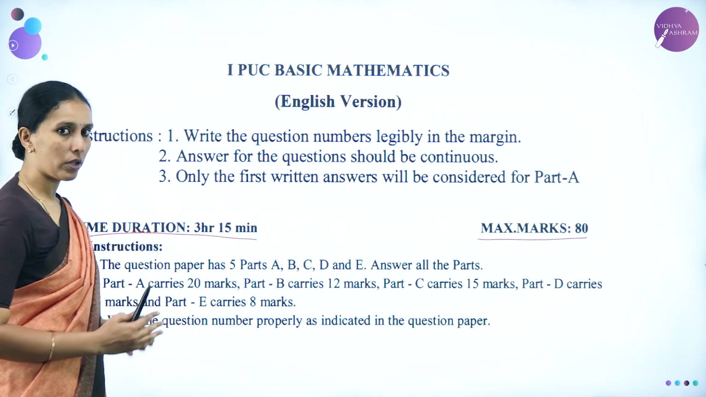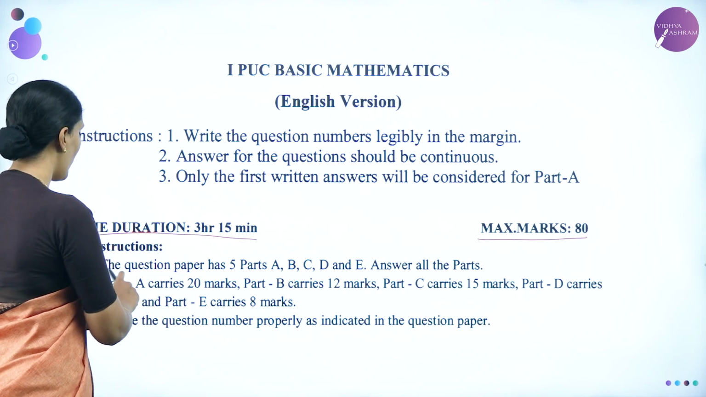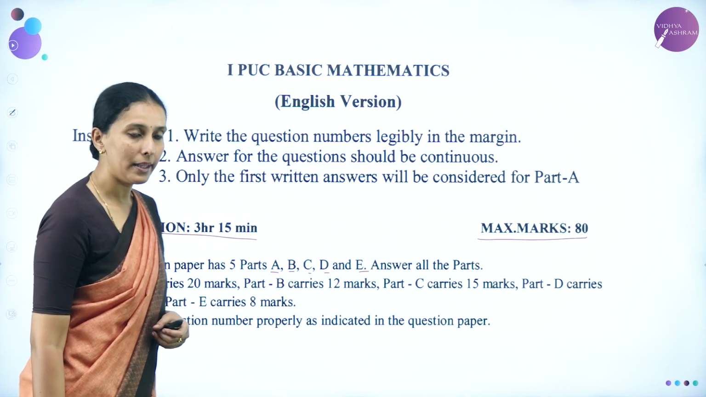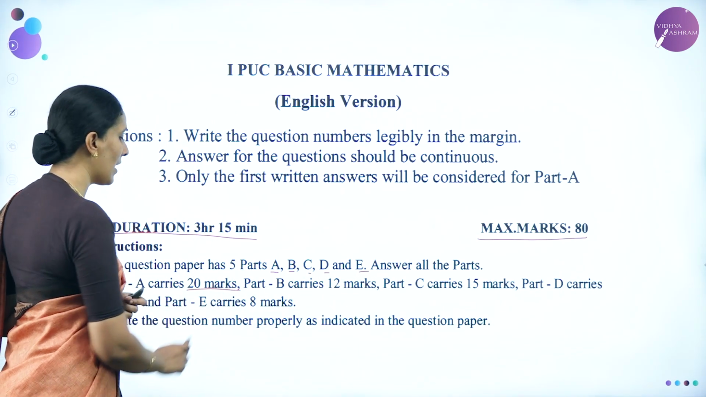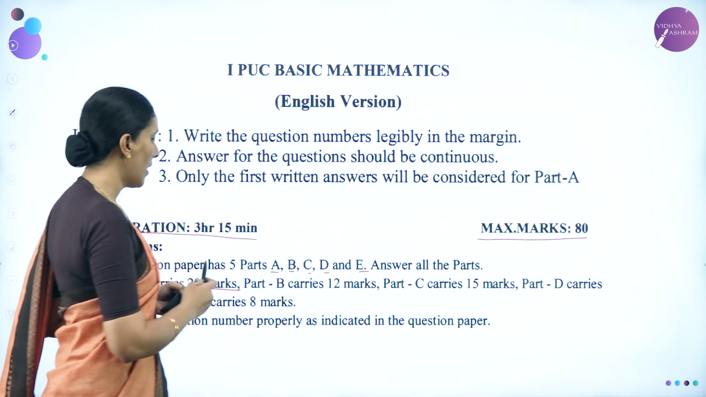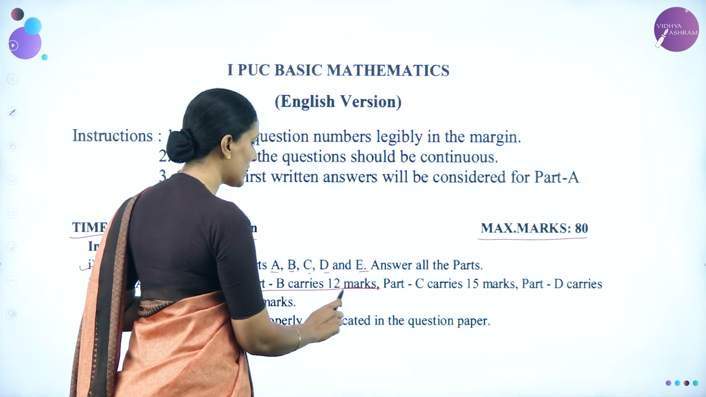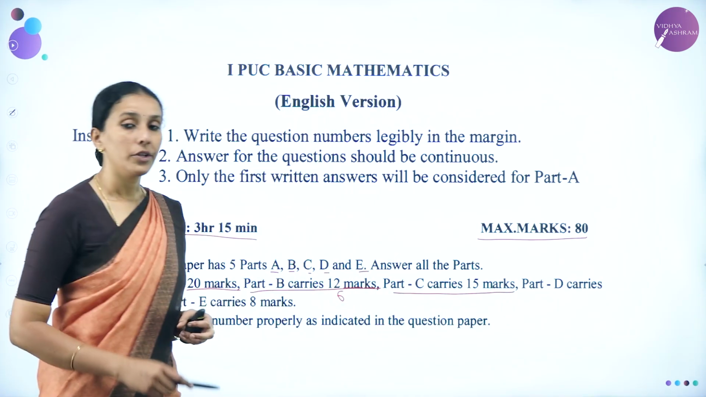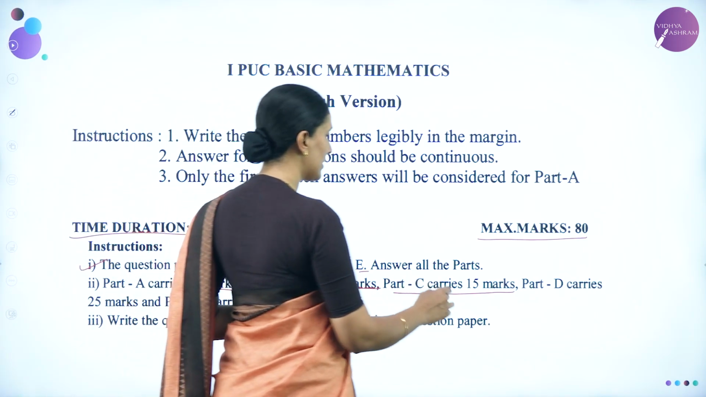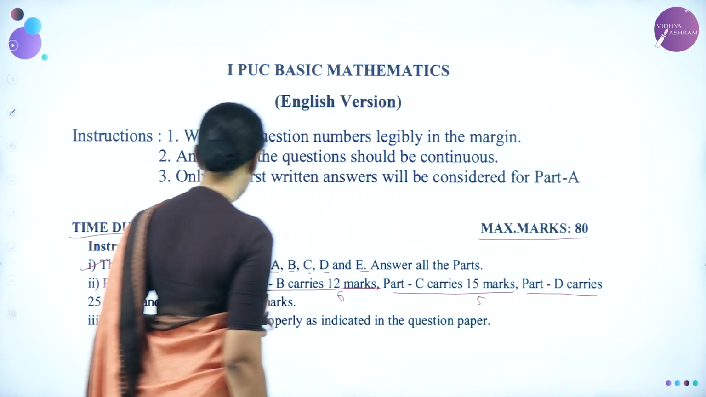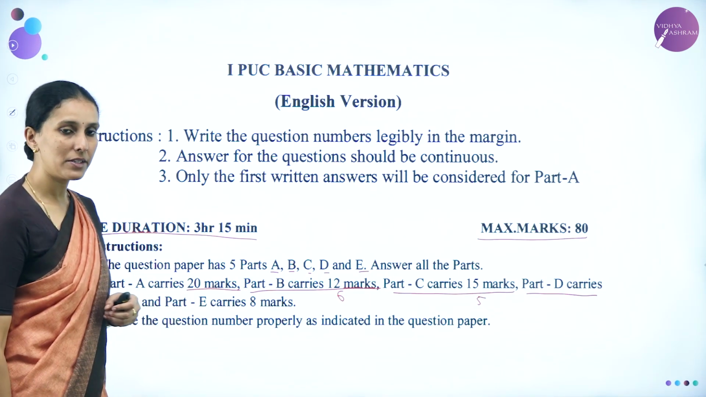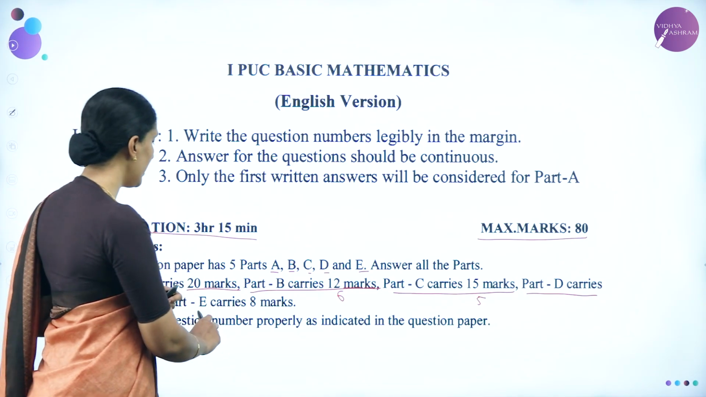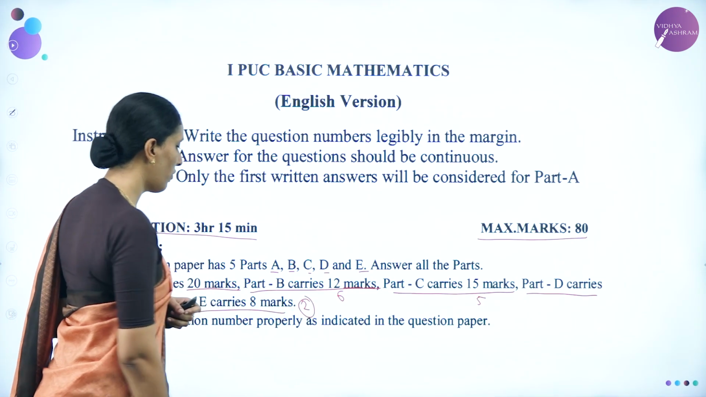Now, the instruction about the question paper is given here clearly. The question paper has 5 parts, A, B, C, D and E. Answer all the parts. Part A carries 20 marks. That means you need to attend all the questions. Part B carries 12 marks, because you need to attend any 6 questions out of 11. Part C carries 15 marks. You need to attend any 5 questions out of 7 questions. Part D carries 25 marks. That means you are supposed to answer any 5 questions under part D. And E carries 8 marks, any 2 questions of 4 marks.